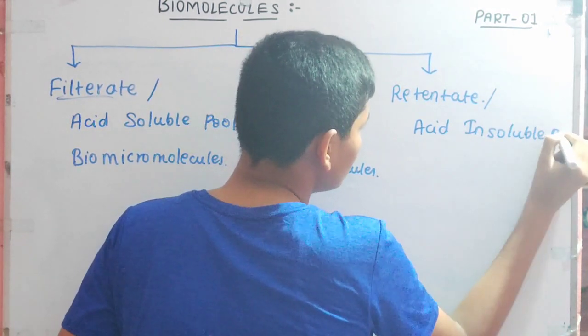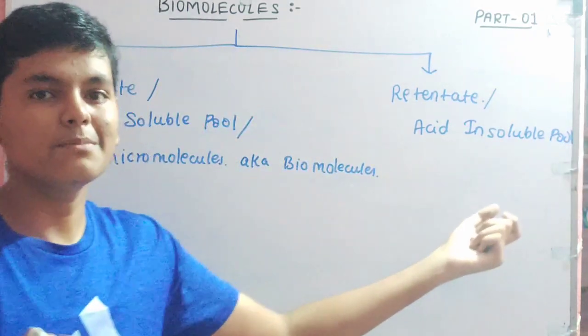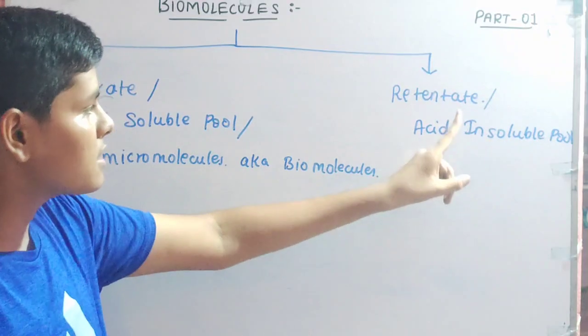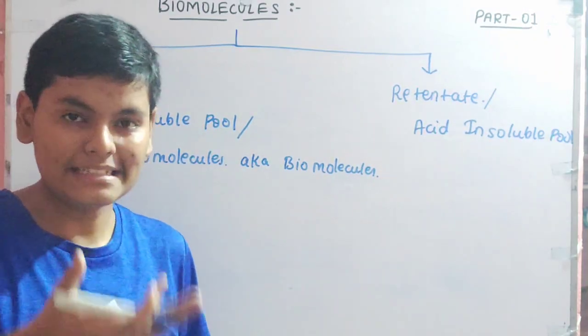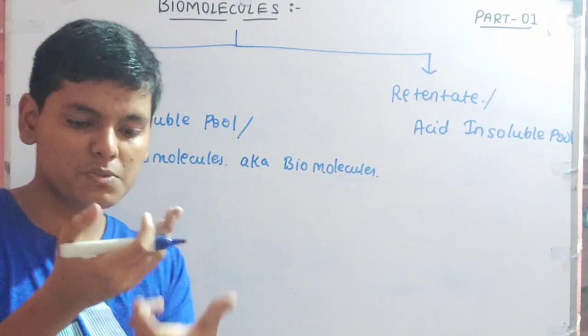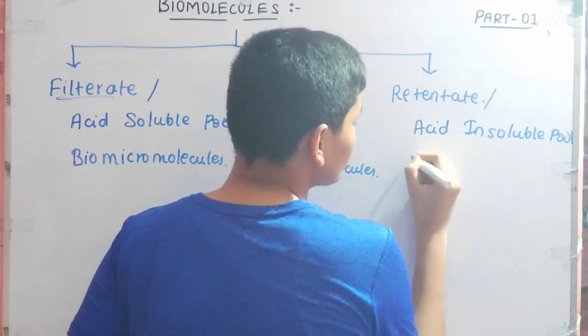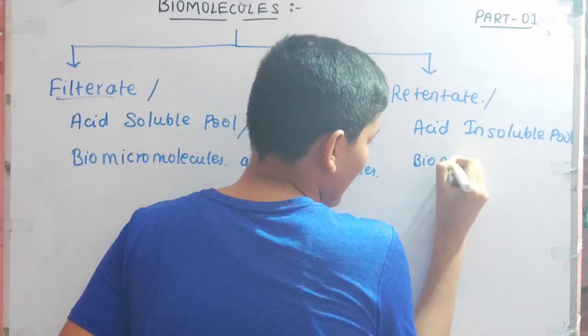Insoluble pool. What is a pool? Pool means the mixture, the acid soluble mixture and the acid insoluble mixture. The retentate is the thing which remains in the cheesecloth, and the filtrate is the thing which comes out of the cheesecloth. This acid insoluble pool is also known as biomacromolecules.